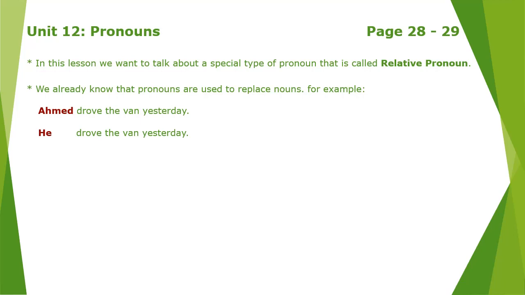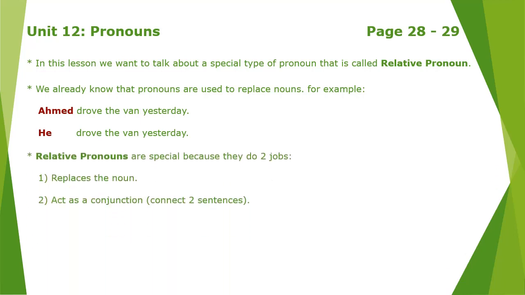The one we are talking about today, which is the relative pronoun, is special because it does two jobs. The first one, it does like the regular pronoun, it replaces the noun. يعني بيجوا مكان الnoun. And the second thing it does is act as a conjunction, which is the word used to connect sentences, the conjunctions.